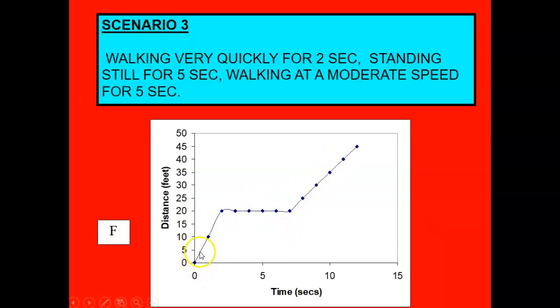Okay, so this one here, we go pretty fast for 1, 2 seconds, and then we stand still 1, 2, 3, 4, 5 seconds, and then we go at a medium speed. You have to count the spaces, not the dots. So there's 1, 2, 3, 4, 5.